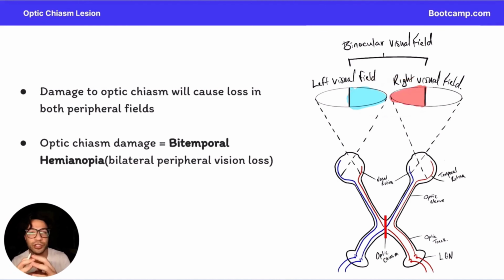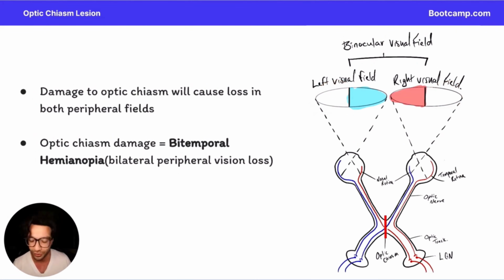So it's like we only have a circle of direct focal vision. All of our peripheral vision is going to be blurred or blind because, depending on the severity of the lesion, we're not going to have information from that peripheral vision crossing over and processed in that primary visual cortex. And optic chiasm damage leads to something known as bitemporal hemianopia, or bilateral peripheral vision loss. Because again, we're losing our peripheral vision.